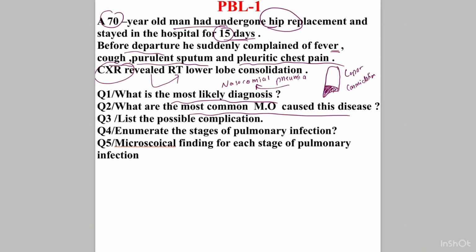Enumerate the stages of pulmonary infection. We enumerated them: congestion, red and gray hepatization, and finally resolution. The microscopic findings we explained in the previous lecture. And thank you for your listening.